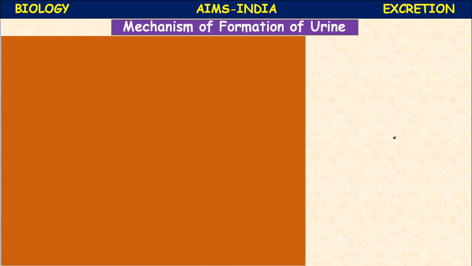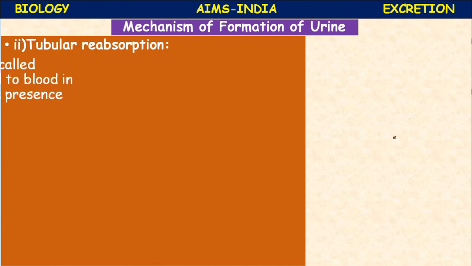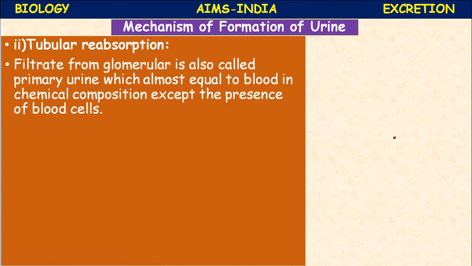Next part of the urine formation, the second step, tubular reabsorption. In the tubular reabsorption, the filtrate from the glomerulus is also called primary urine, which is almost equal to blood in chemical composition except for the presence of blood cells.